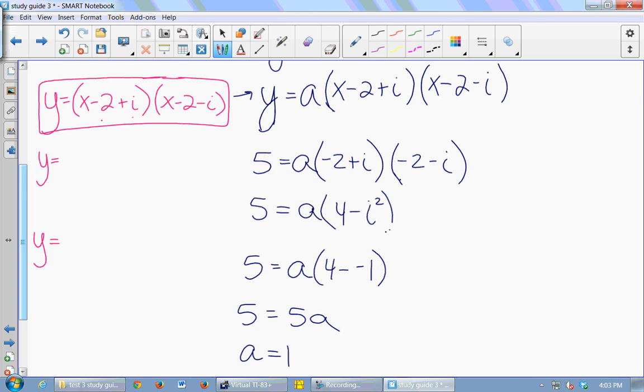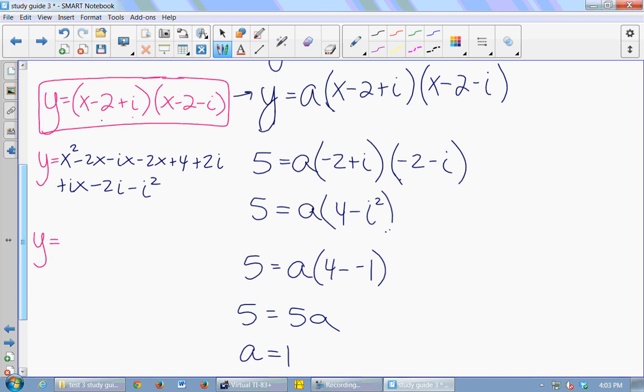So first, distribute the x. So I have x squared minus 2x minus ix. Then move to the negative 2 and distribute that. So I'm going to have negative 2x plus 4 plus 2i. Then distribute the i. So I have plus ix minus 2i minus i squared.